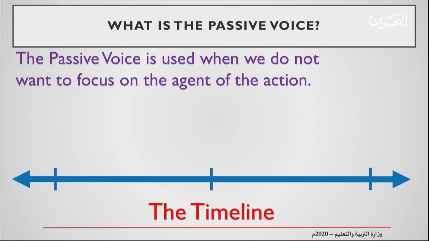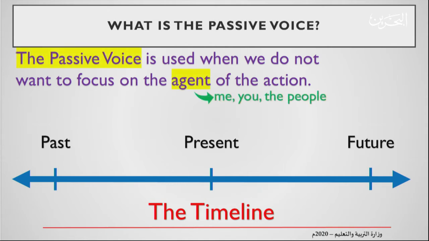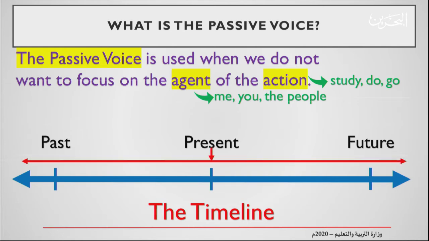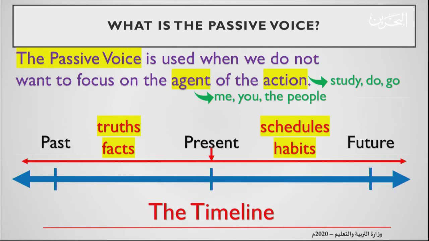I will pull up the timeline, where the present is in the middle, the past and the future. So the passive voice is used when we do not want to focus on the agent. And as I said, the agent, for example, me, you, the people. And the actions like study, do, and go. So, it is the passive voice where you can say from the present, which happens as facts and truths all over the time. So, it goes way to the past and way to the future as schedules and habits.